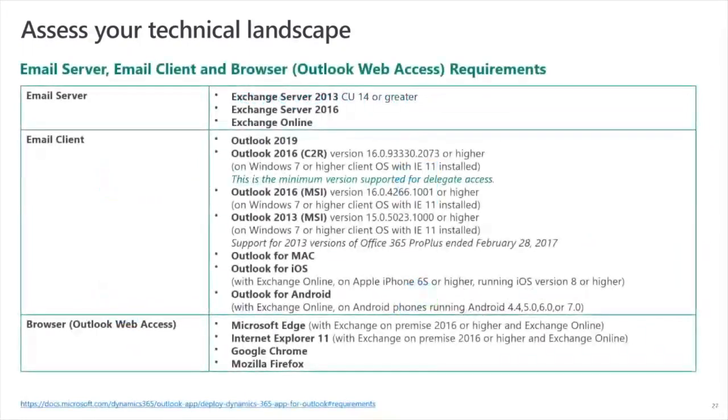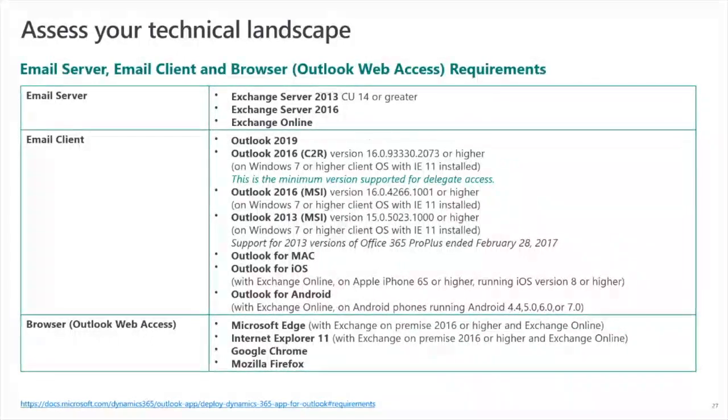So all of this documentation is available online, and we've put the links at the bottom of those slides for reference. But these are the email server, email client, and browser requirements. So you need to be on Exchange Server 2013, CU14 or greater, or use Exchange Online, of course. In terms of email client, you need to be at least on Outlook 2013 in the specified version or higher.